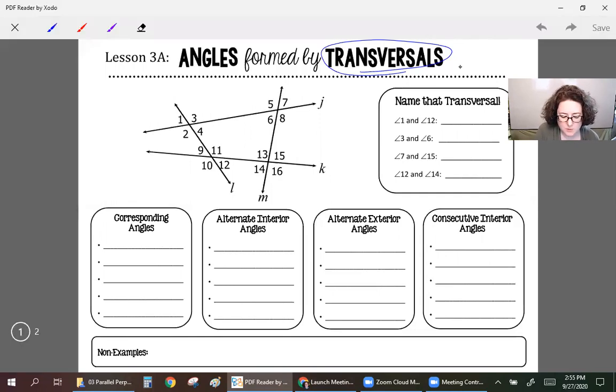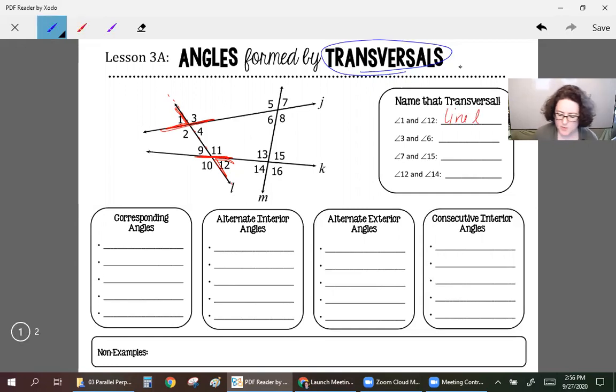So the first problems that we're going to look at over on the right-hand side, name that transversal. We're going to look for those two angles and then where or what transversal touches or kind of makes up the sides of both of those. So our first pair, angle 1 and angle 12. Well, what line do they both touch? Well, that bottom piece of angle 1 and that top piece, those touch two different lines, J and K. But what line is in common between the two? Well, common line is line L. So line L is actually the transversal.